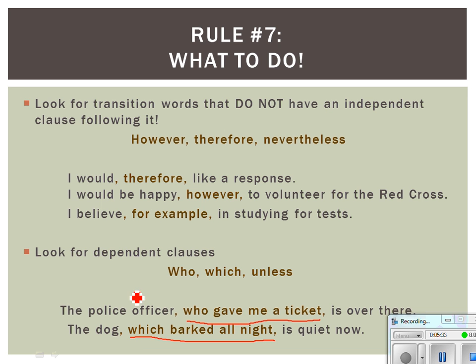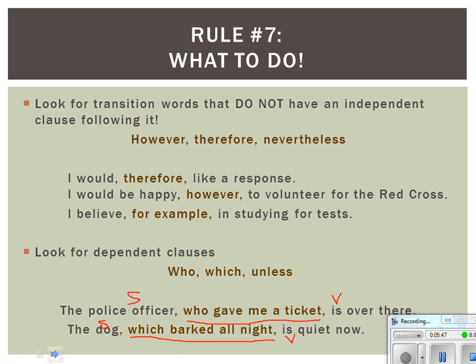The police officer, there's my subject, here's my verb. The dog, here's my subject, here's my verb. So even if I just kind of look at how the subject and verb are related and I don't even recognize the dependent clause, I still know it's going to need commas around it.